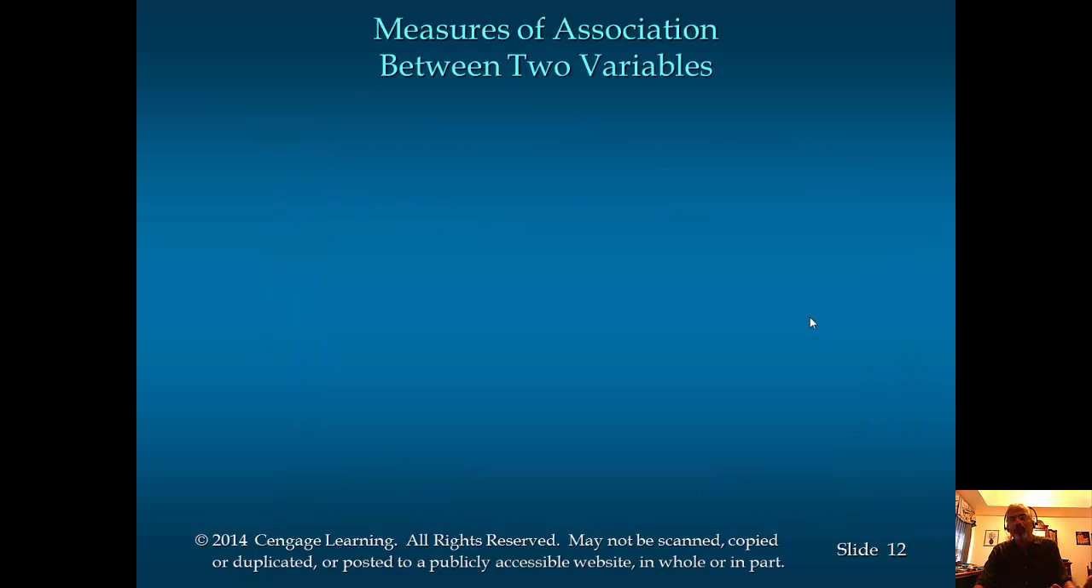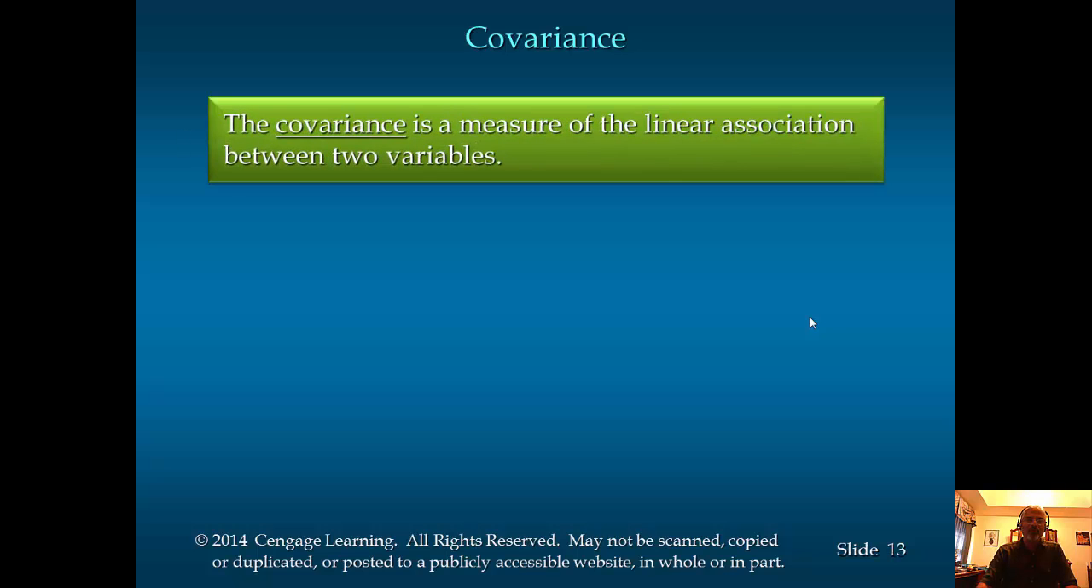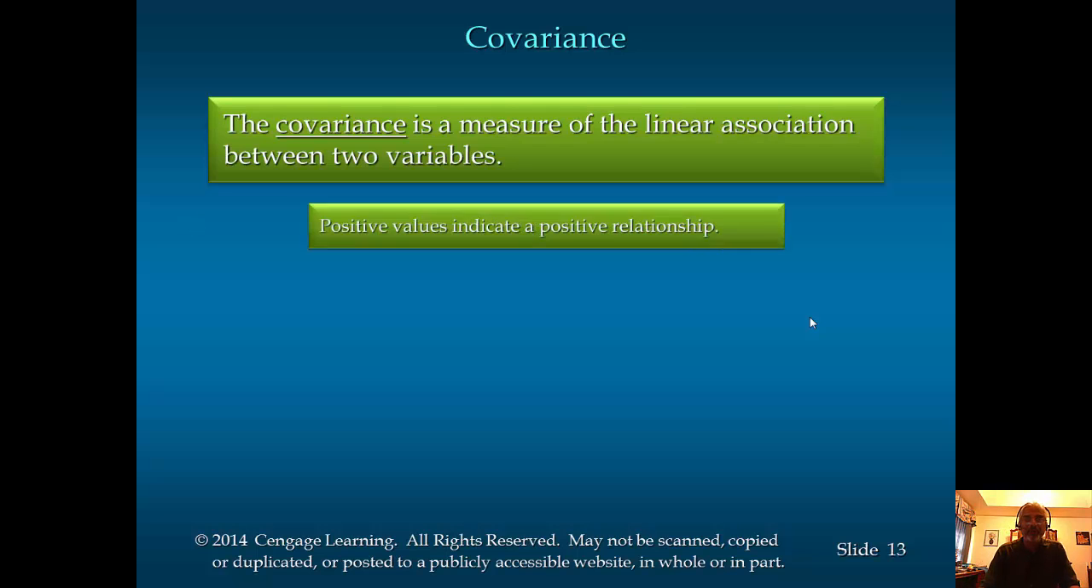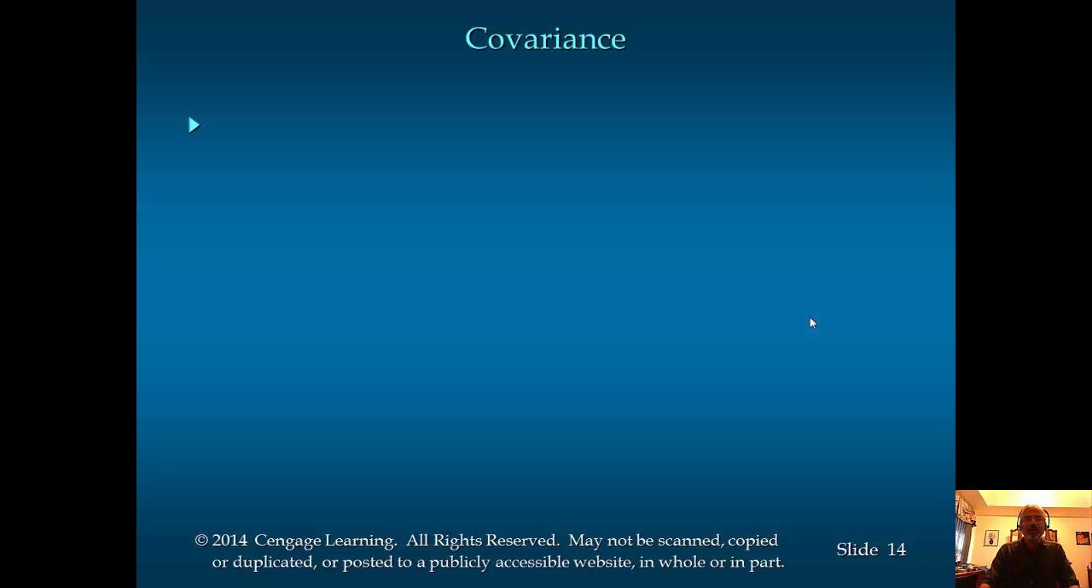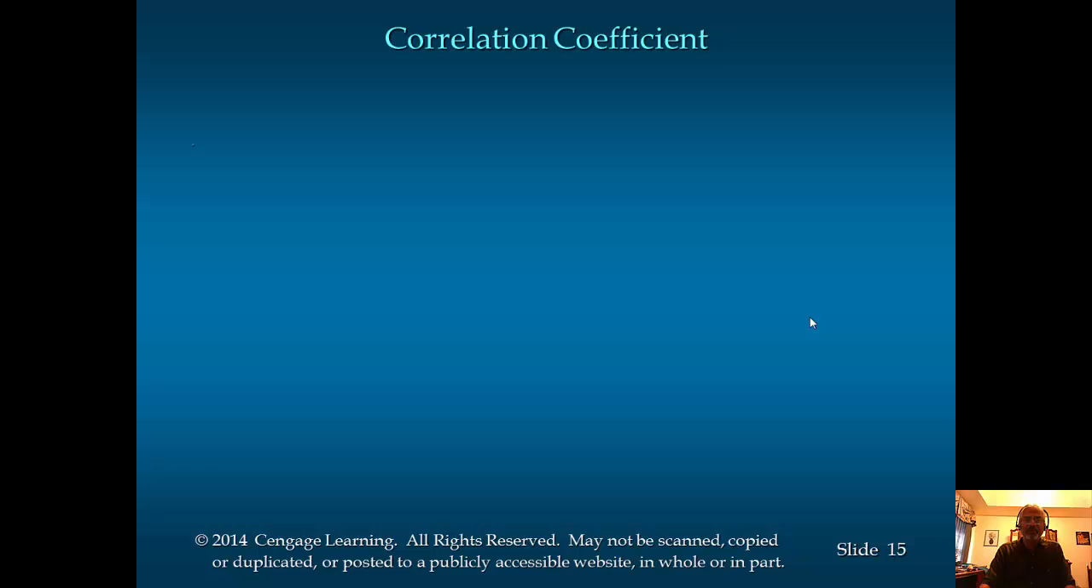Now when you look at 2 variables taken at the same time, you can compute what's called covariance and correlation coefficient. Now, covariance is a stepping stone to the next step, which is the correlation coefficient. And we have formula for covariance. Covariance measures the linear association between 2 variables. If there is positive association, you will see a positive number for covariance. If it is a negative relationship, you will see a negative number for covariance. And this is the formula for sample and population, but we won't use these formulas.